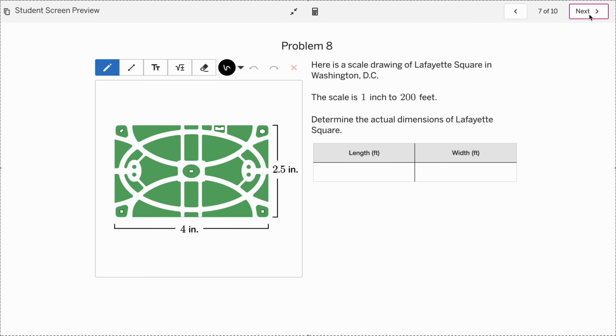Here's a scale drawing of Lafayette Square in Washington, D.C. The scale is 1 inch to 200 feet. Determine the actual dimensions of Lafayette Square. So we have our length and our width. So if 1 inch is 200 feet, 4 inches is how many feet? And then if 1 inch is 200 feet, how many feet are 2.5 inches? Well, 2 inches would be 400 feet, and then half an inch would be half of this. So figure out that answer.